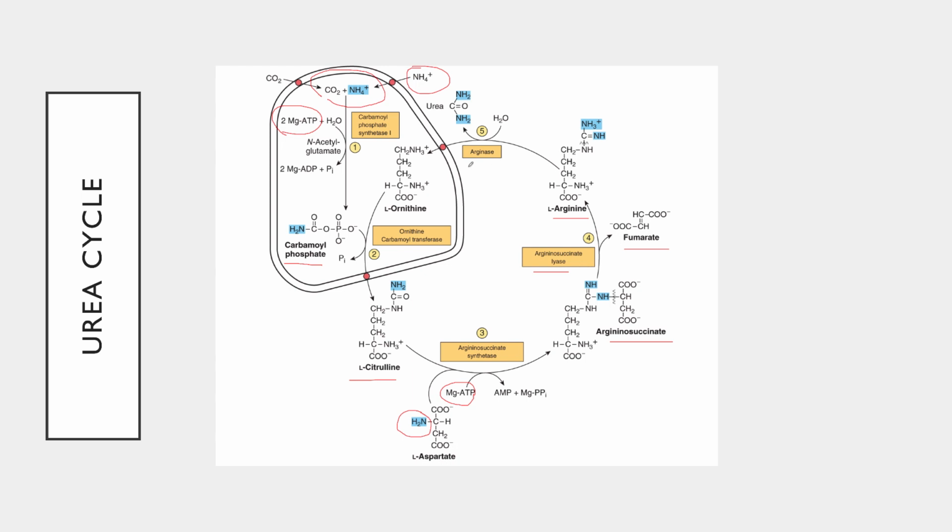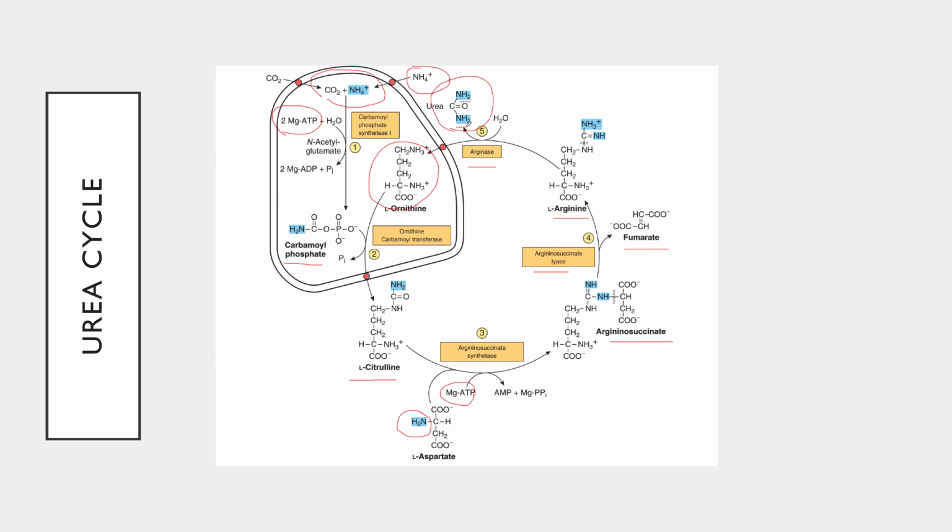And finally, arginase is responsible for cleaving urea from arginine, and our remaining ornithine is transported back into the mitochondria. So urea is a compound that contains 2 amino groups and is then sent to the kidney to be incorporated into urine. But keep in mind, the synthesis of urea is in the liver.